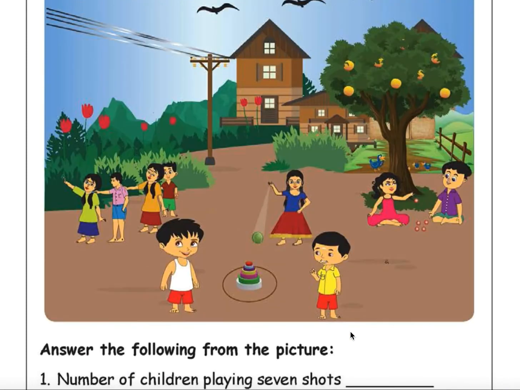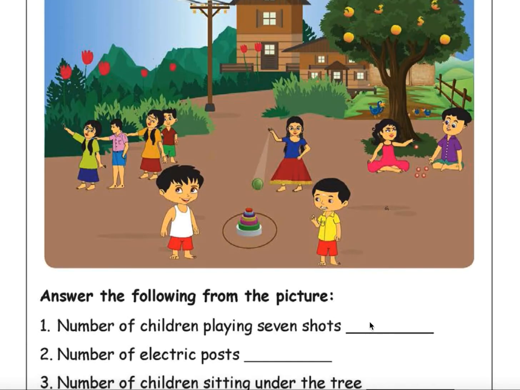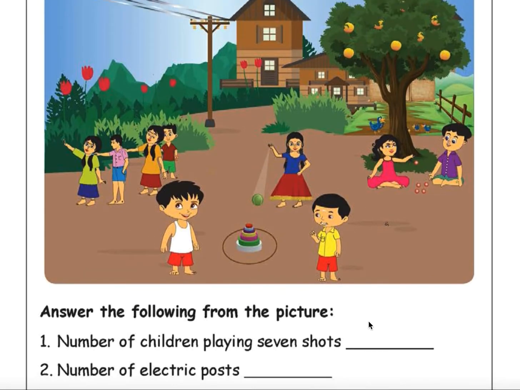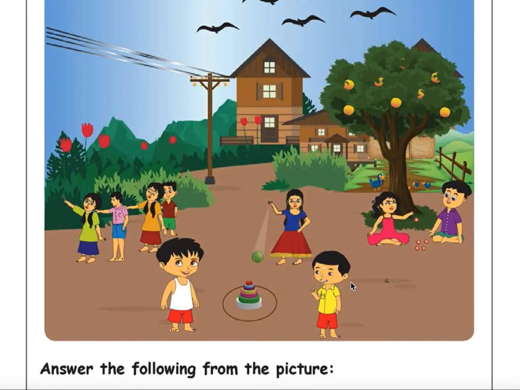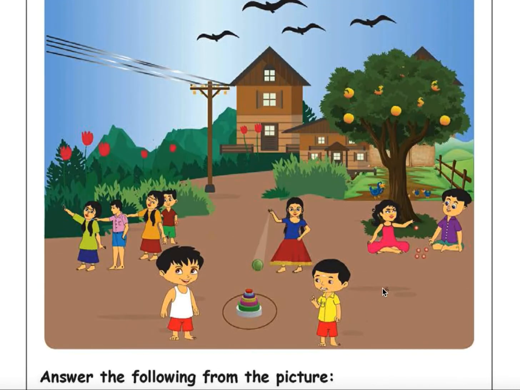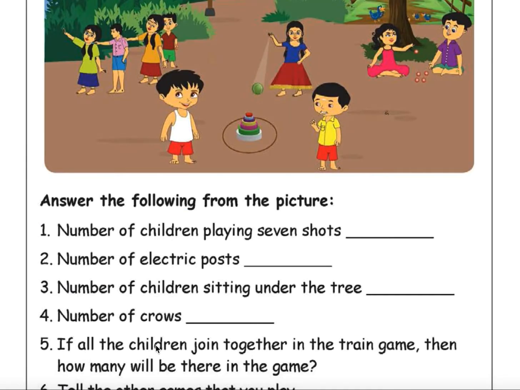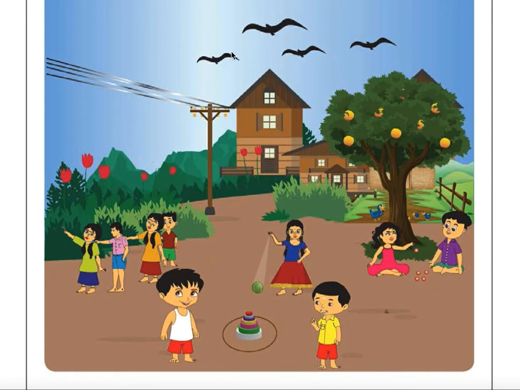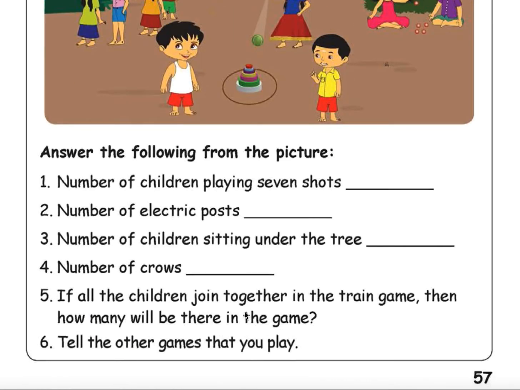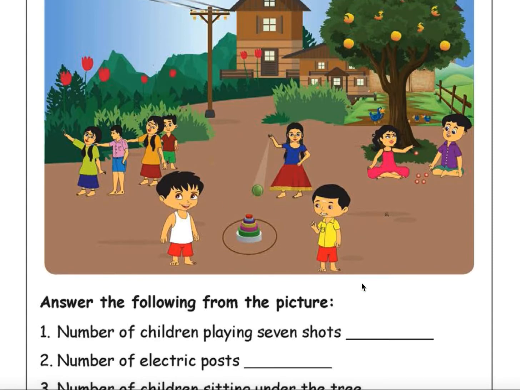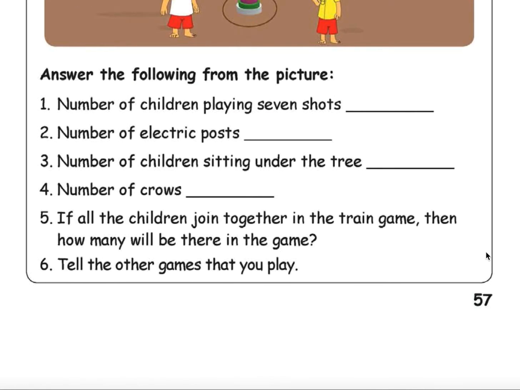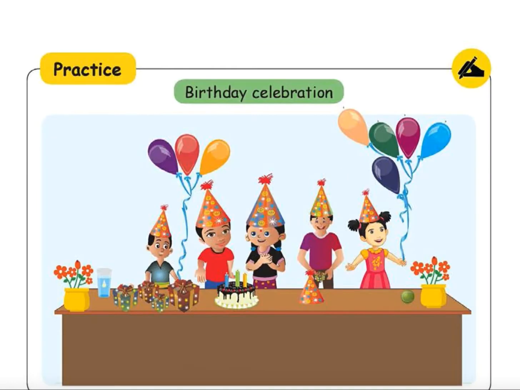Answer the following from the picture. Number of children playing, only 3. 1, 2, 3. Number of electric posts, only one. Number of children sitting under the tree, two. One and two. Number of crows, one, two, three, four. Right, four. If all the children join together in the train game, then how many will be there in the game? One, two, three, four, five, six, seven, eight, nine. Okay, 9 members. Tell the other games that you play. That you have to tell.